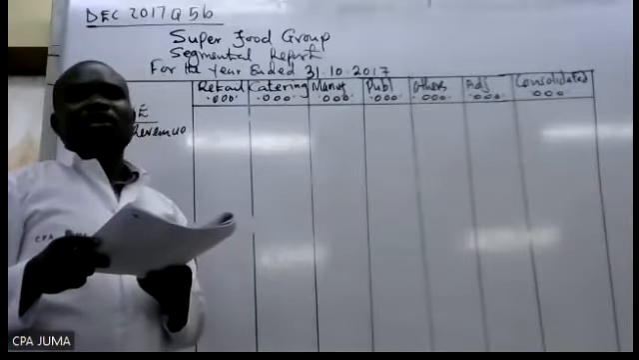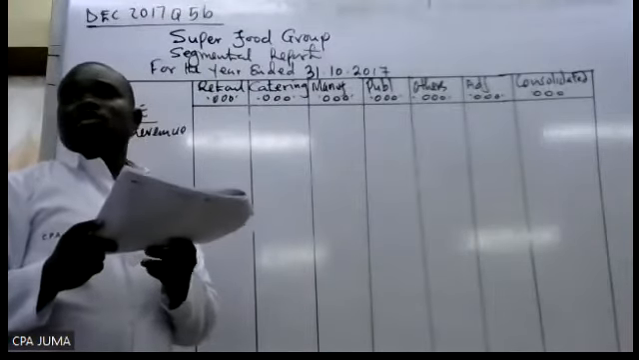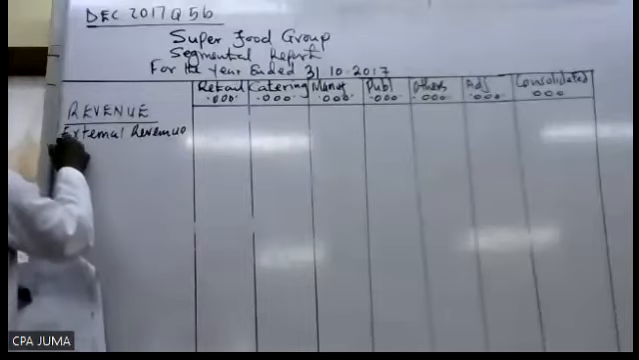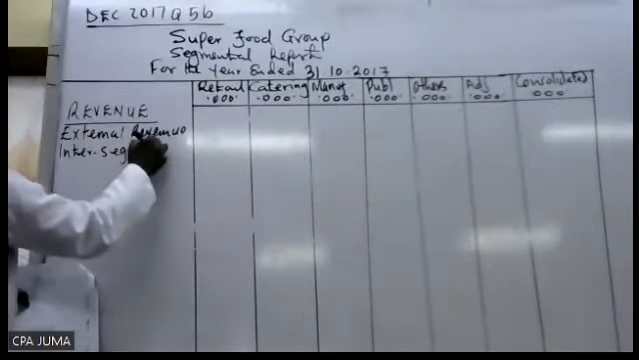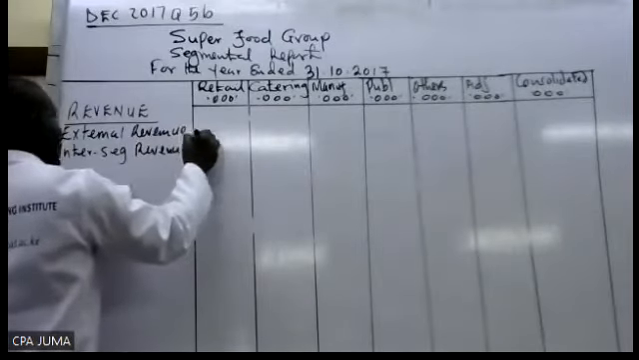You were not given. Hope you are able to see that. They only gave us the total revenue and intersegment. Total is the intersegment plus external. So external was not provided. So leave it hanging there. Then intersegment revenue. How much is this? Nothing.